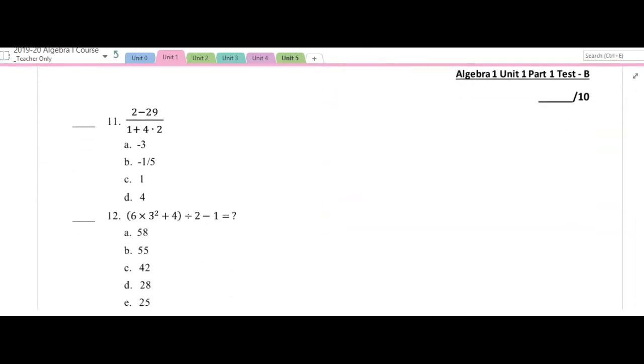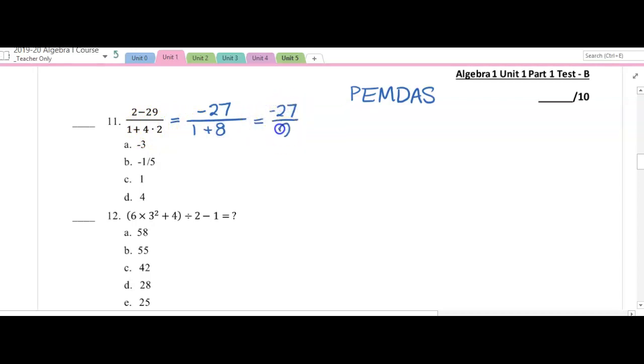Order of operations. We're going to simplify the numerator first. 2 minus 29 is negative 27. In the denominator, remember, we're using PEMDAS. We need to multiply 4 and 2 and get 8. Then we can add 1 and 8 to get 9. And finally, we will perform the division here and get negative 3 for our answer.